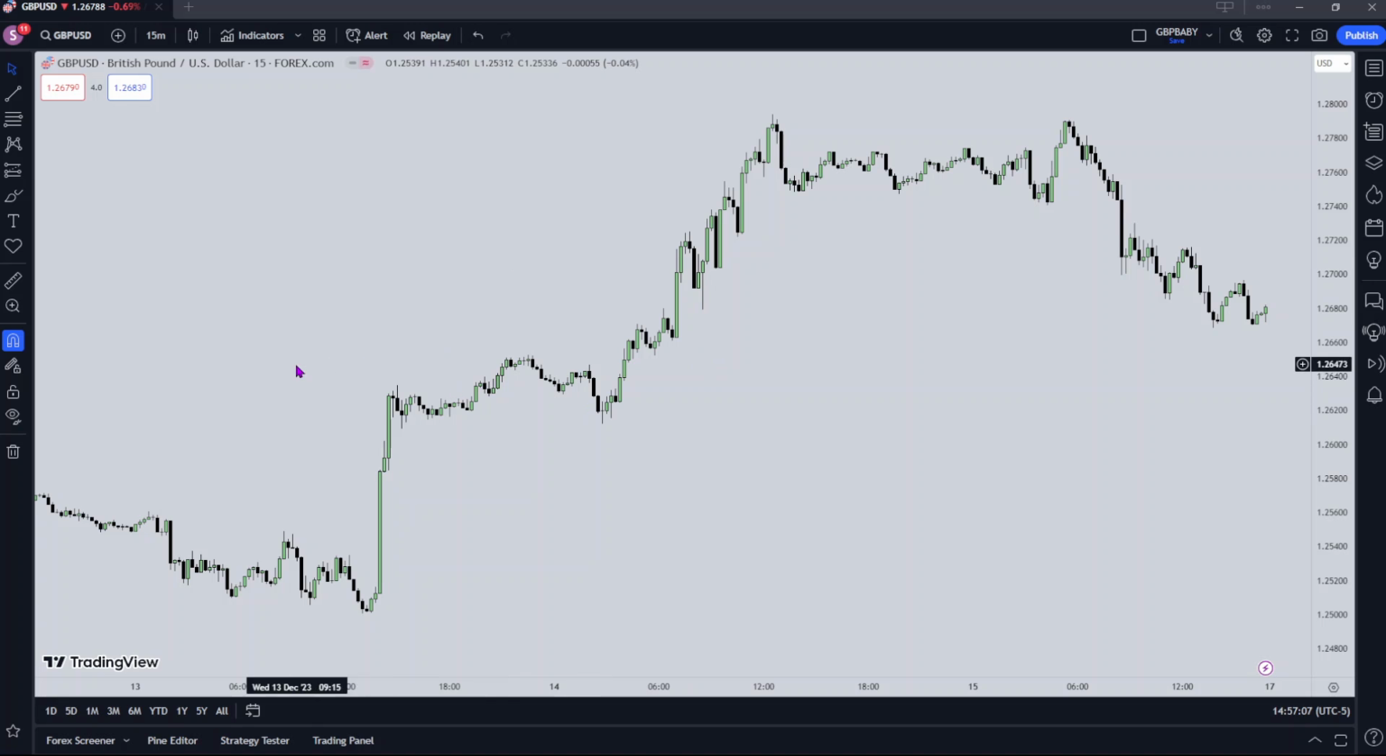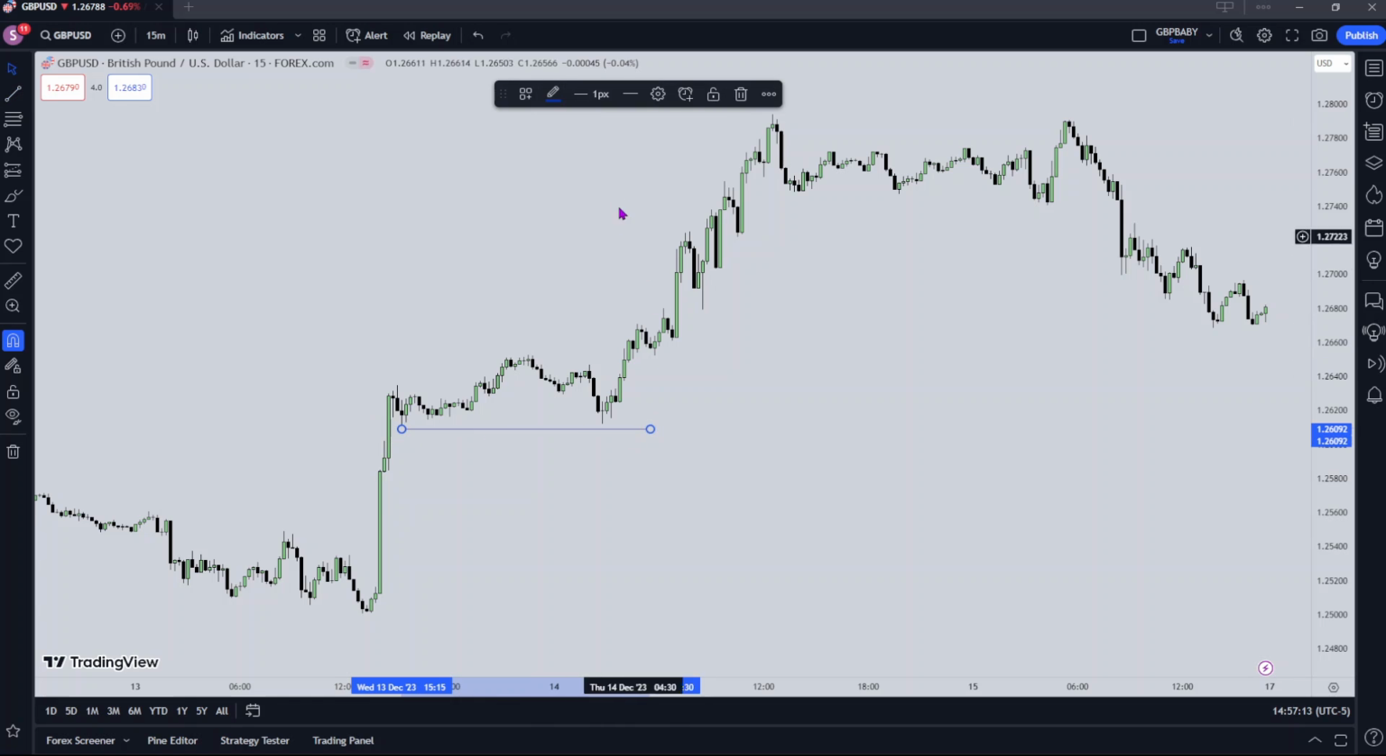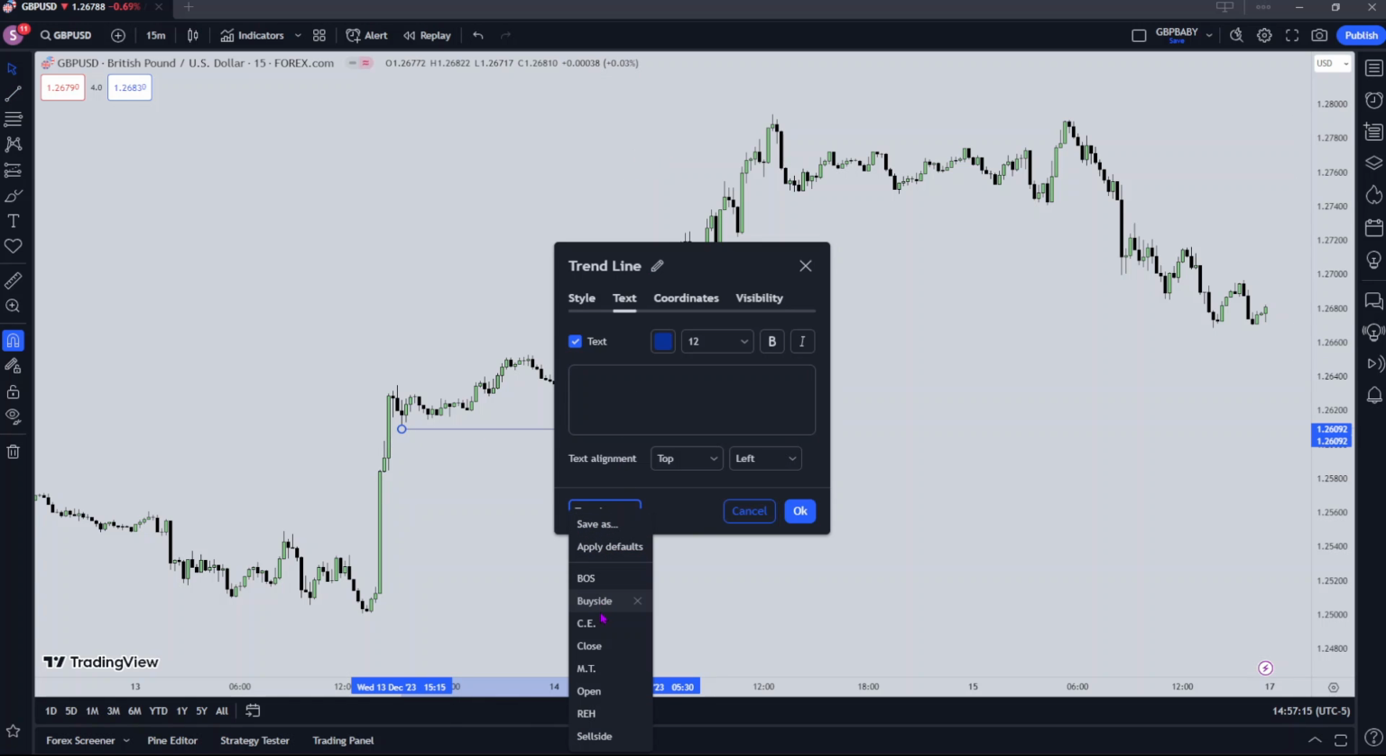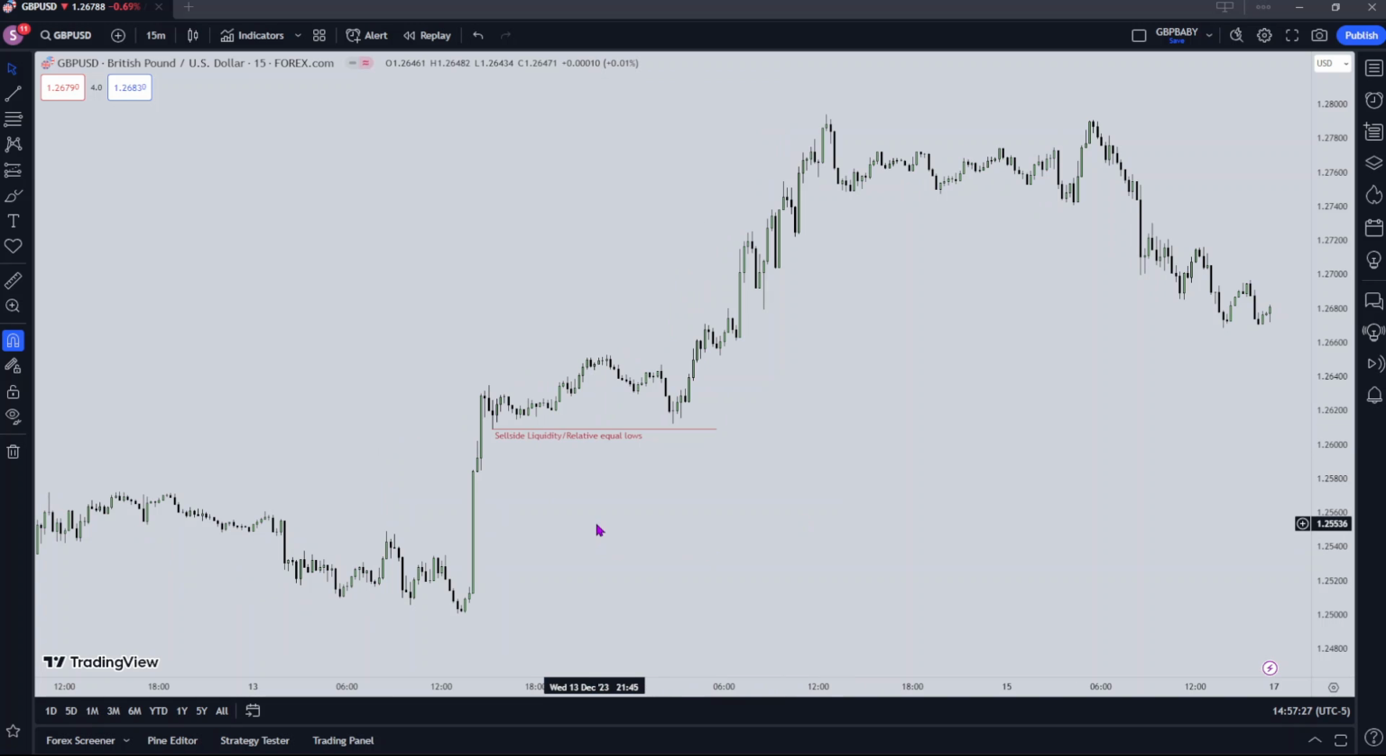So we're going to start with relative equal lows. I'm going to go through 25 examples of these, and then we'll go into relative equal highs. Now we're going to be going through a few different time frames, just so I can show that it's not exclusive to say one time frame or one pair or whatever.